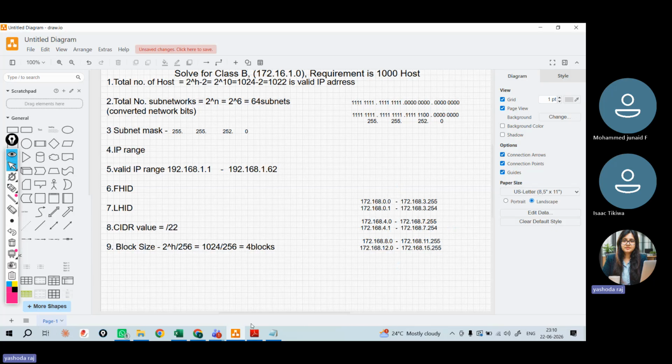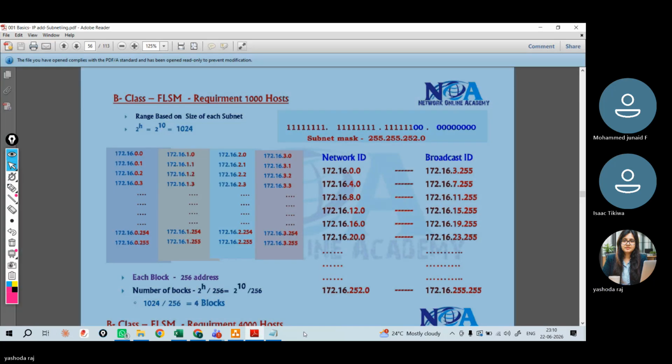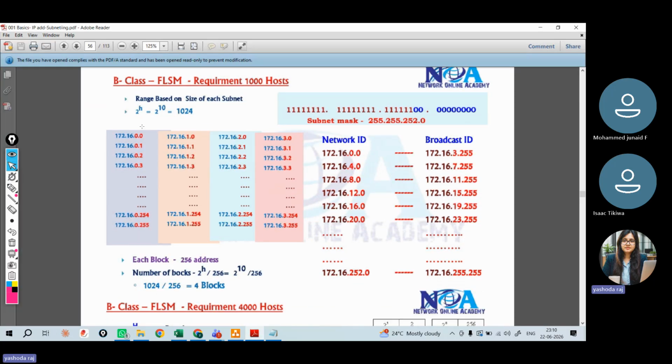This is clear? You can see. Yes, it's clear. 0.1 like 1.0, 2.0. So this is the one. It keeps on moving.